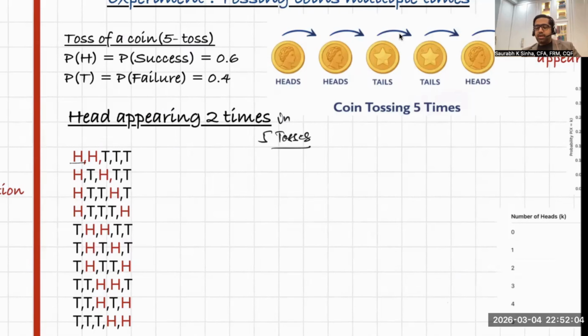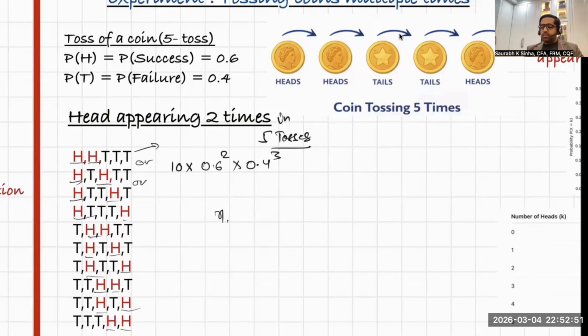So you see head appearing here in the first and the second, or it can occur in a sequence where head occurs in the first toss and the third, or the first and the fourth, first and the fifth, second and the third, second and the fourth, second and the fifth, third and fourth, third and fifth, fourth and fifth. What are the total number of outcomes possible? 1, 2, 3, 4, 5, 6, 7, 8, 9, 10. So you'll first write 10 into, then you'll find the probability of any one combination possible. You will write 0.6 raised to the power 2 into 0.4 raised to the power 3.